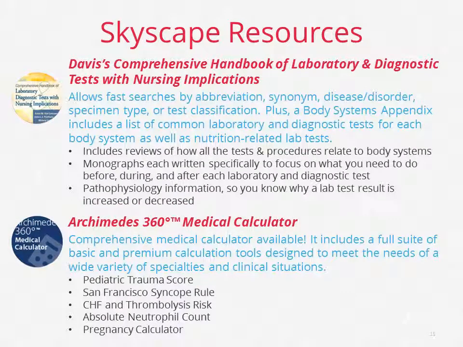The Davis's Comprehensive Handbook of Laboratory and Diagnostic Tests with Nursing Implications allows fast searches by abbreviation, synonym, disease disorder, specimen type, or test classification. Plus, a body systems appendix includes a list of common laboratory and diagnostic tests for each body system, as well as nutrition-related lab tests. Includes reviews of how all the tests and procedures relate to body systems monographs, each written specifically to focus on what you need to do before, during, and after each laboratory and diagnostic test.